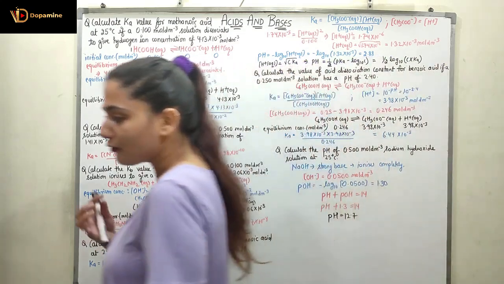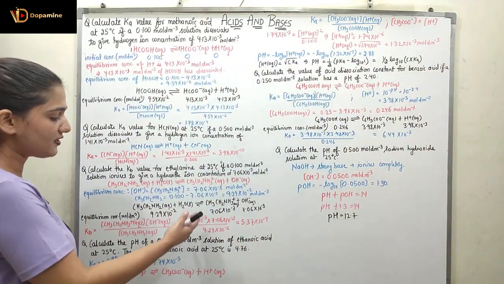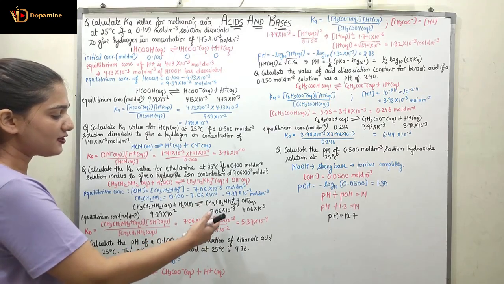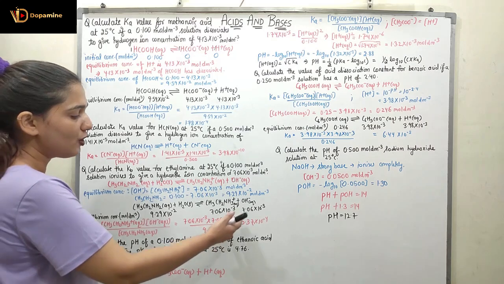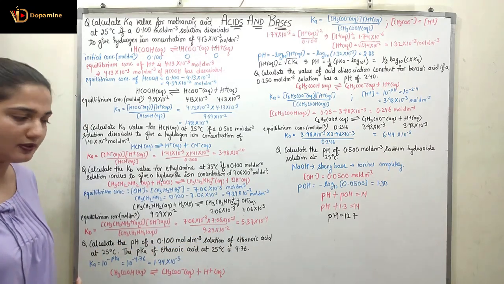So we now know the concentrations, and we can put them in the formula. So 7.06 × 10⁻³ multiplied by 7.06 × 10⁻³ divided by 9.29 × 10⁻², which is 5.37 × 10⁻⁴ after calculation.